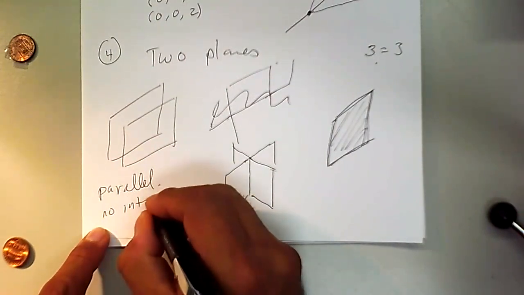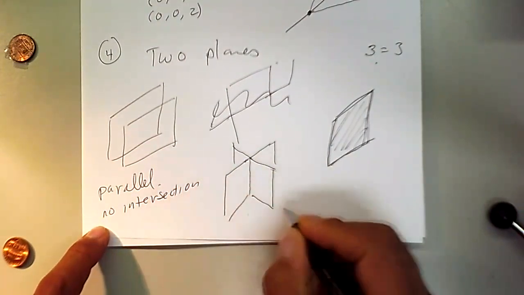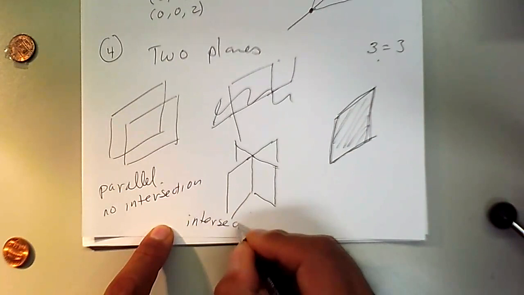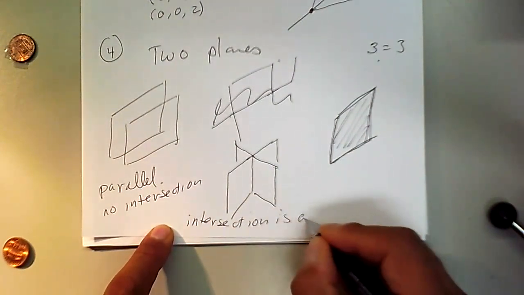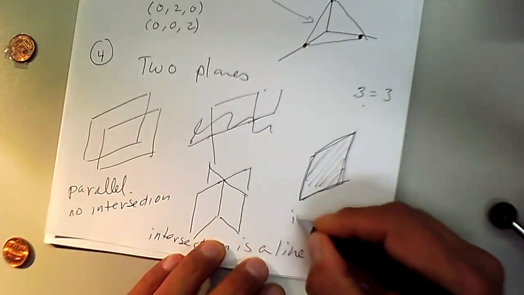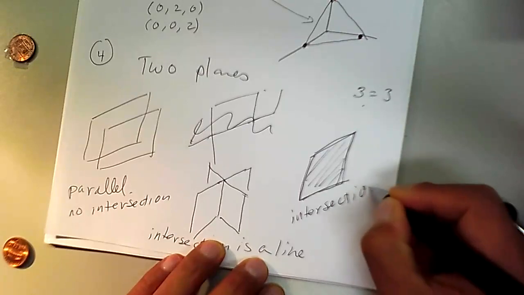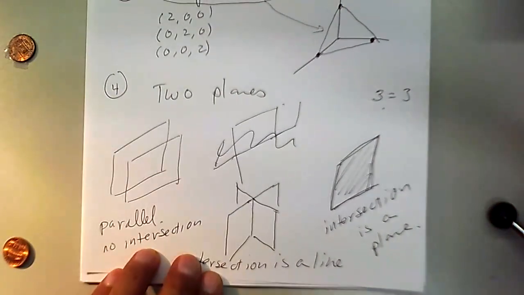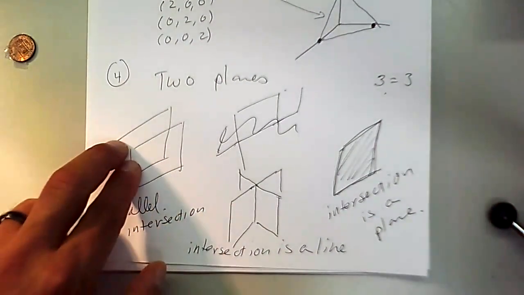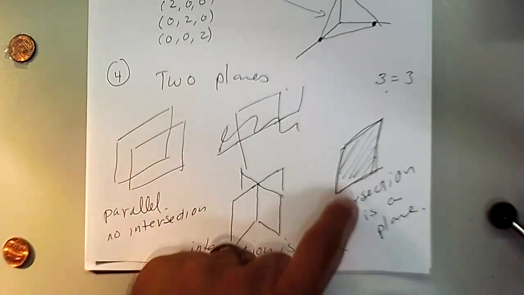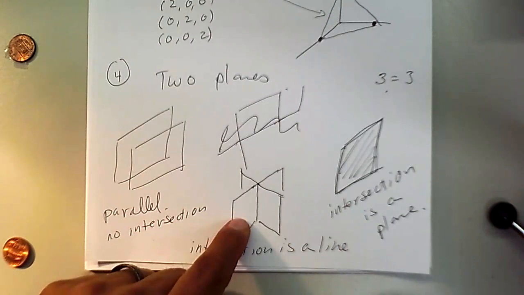Anyway, so we got no intersection. In this case, we have that the intersection is a line, a proper line. And here the intersection is a plane. Yeah, and those are the only 3 things that could happen when you have 2 planes intersecting, or when 2 planes are being attempted to be intersected. This case, or that case. Yeah, this is the more interesting one.